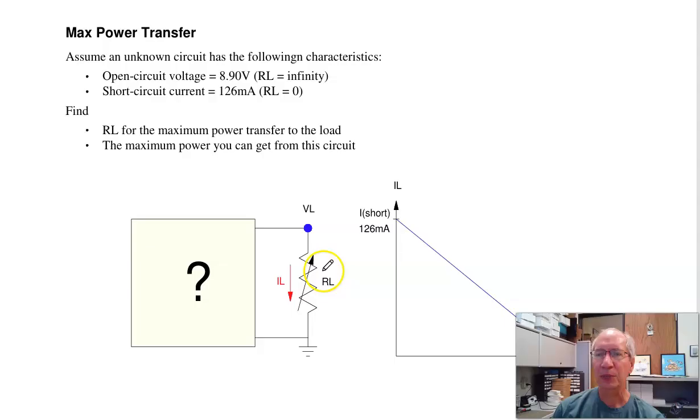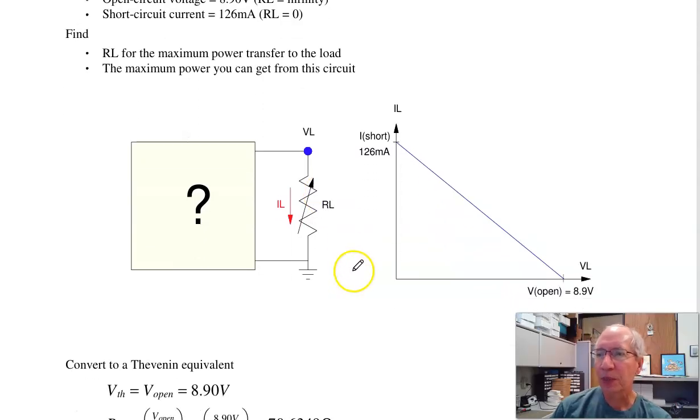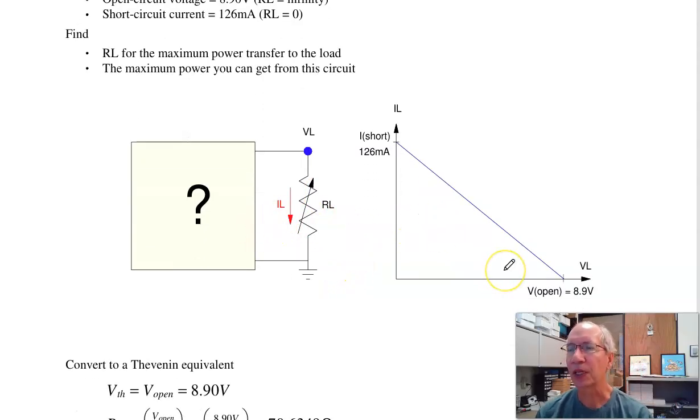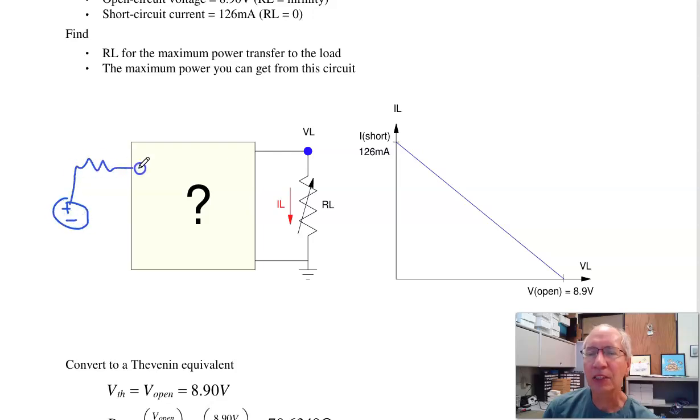Problem 2 is max power transfer. Suppose I have a circuit with this load line. What resistance at the load maximizes the power to the load, and how much power is that? Well, again, I could treat this as a Thevenin equivalent. I can take that unknown box and replace it with this Thevenin equivalent. Anything that has the same load line looks the same as far as the load is concerned.